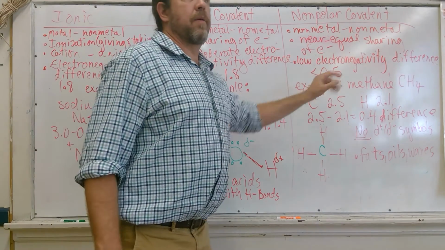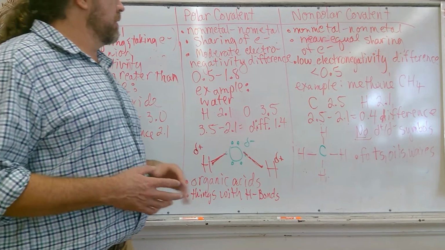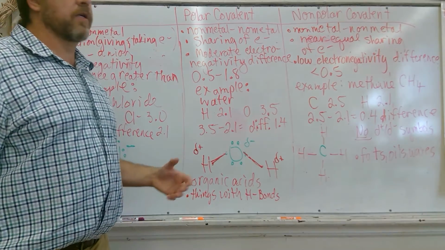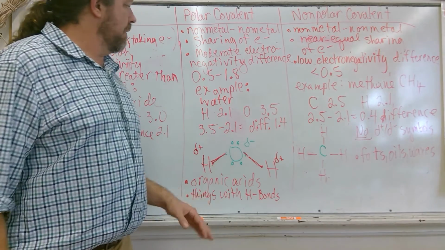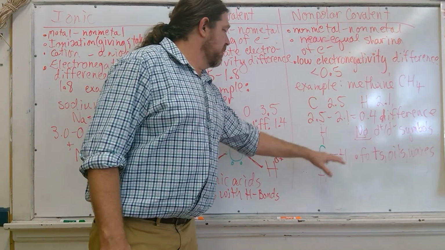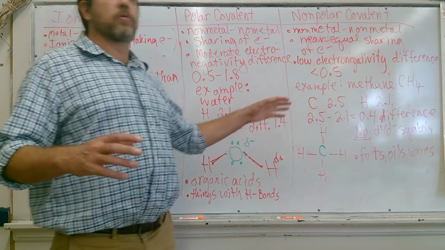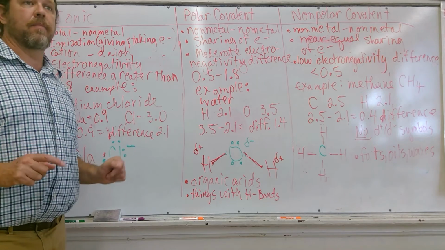Non-polar covalent compounds, on the other hand, imply almost equal sharing of electrons because the electronegativity difference is very low, less than 0.5. Methane is a good example here, and we don't use dipole symbols, we just use dots and dashes. Fats, oils, and waxes are good examples of non-polar covalent compounds.